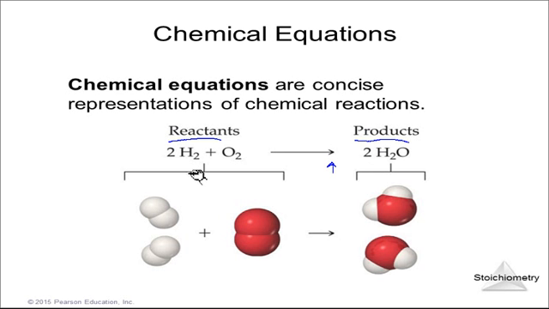So for example, in this equation I have 2 moles of hydrogen, H2, combining with 1 mole of oxygen, O2, to form 2 moles of water. This arrow is suggesting that this is an irreversible reaction. In reality though, most reactions are actually reversible.